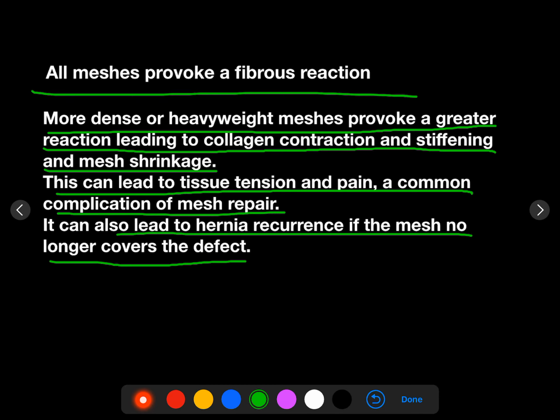يعني الفكرة اللي حكيتها قبل شوية انه الفايبرس رياكشن اللي اذا صار extensive راح يصير contracture، اذا صار contracture راح يصير عندنا pain للمريض، يجي complaining of pain. بنفس الوقت راح تصير shrinkage of the mesh. فالديفكت اذا كان مثلا فد 5 سنتيم والمش كانت مثلا هي 6 سنتيم او 7 سنتيم، بس صار shrinkage بيه فراح تغطي الديفكت كامل، فيؤدي الى recurrence of the hernia.